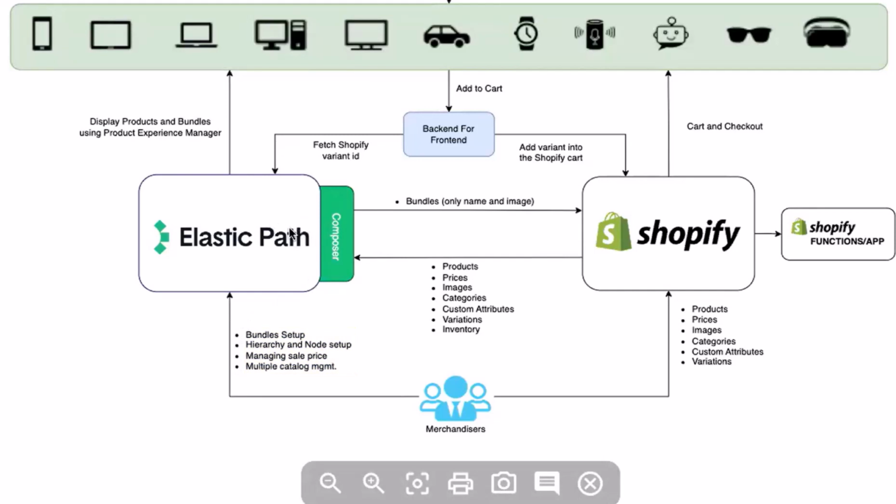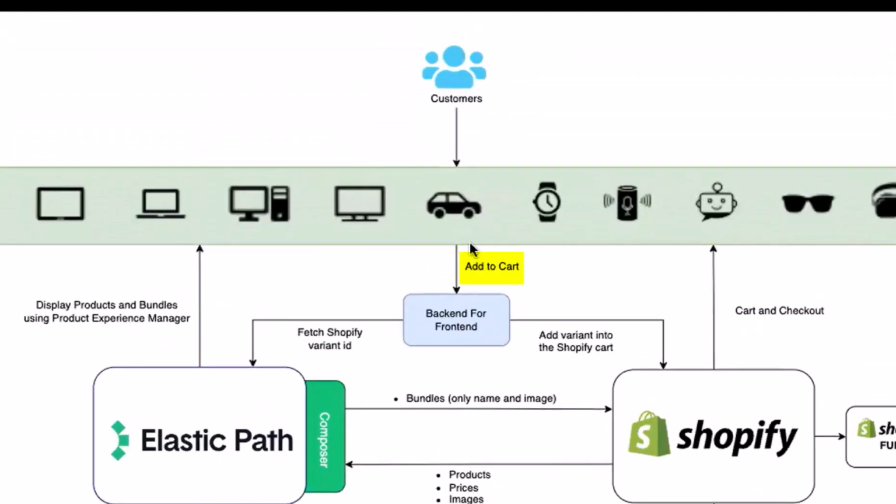Once a bundle is created in Elastic Path, we will sync those bundles into Shopify. Only the name and images will be copied from Elastic Path to Shopify. We are doing this because we want bundles to be available in the cart and checkout in Shopify as well.